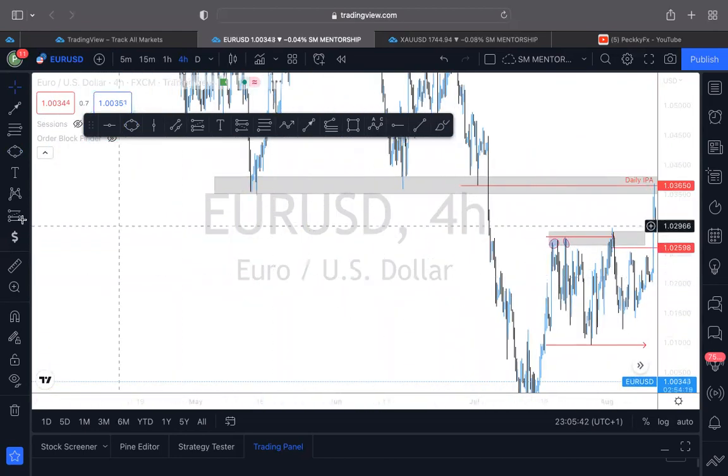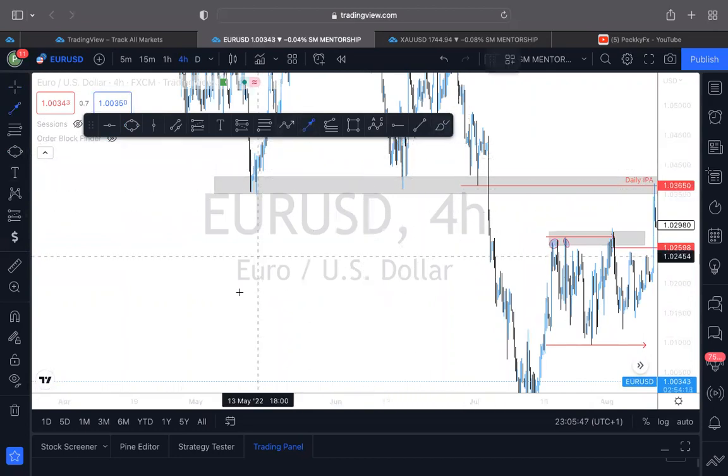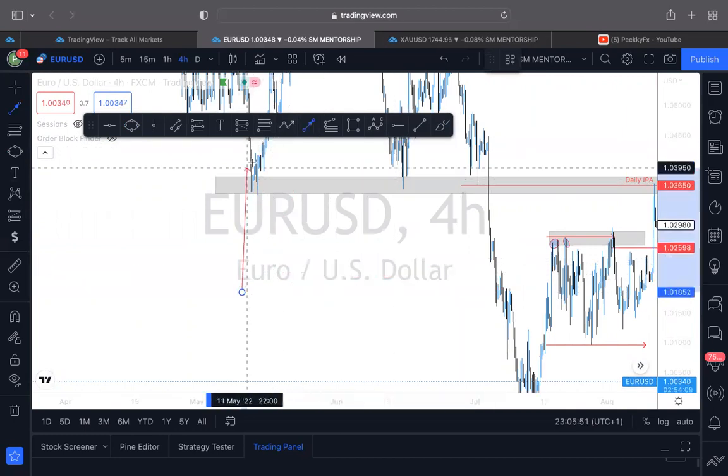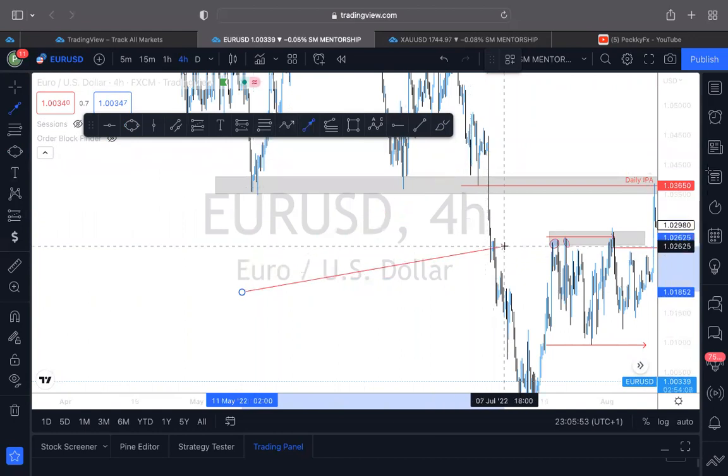That's because I don't have any data before this. I don't have any data here. There's no structure here. So this is where we have the last point of support before the market broke through it. So this is my point of interest.